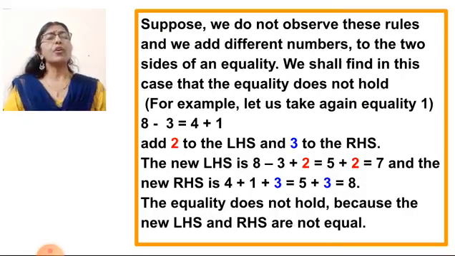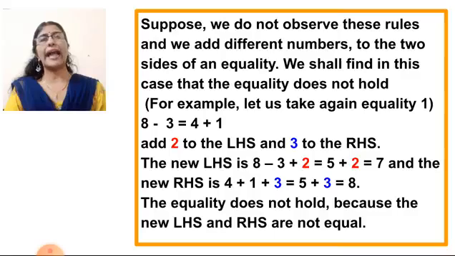Suppose we do not observe these rules. Now let us not follow these rules and we add different numbers to the two sides of an equality. What will happen then? We shall find in this case that the equality does not hold. For example, let us take the same equality again. 8 minus 3 is equal to 4 plus 1.